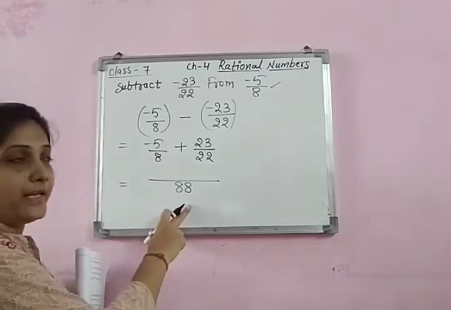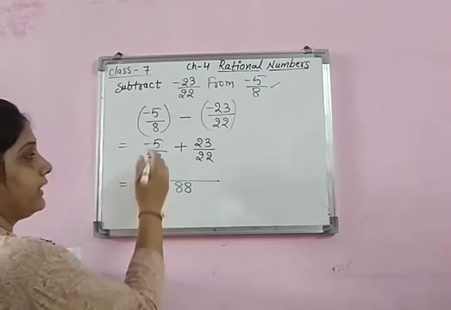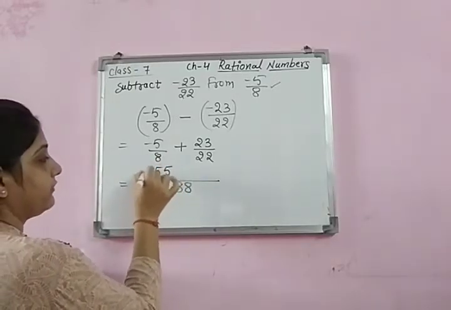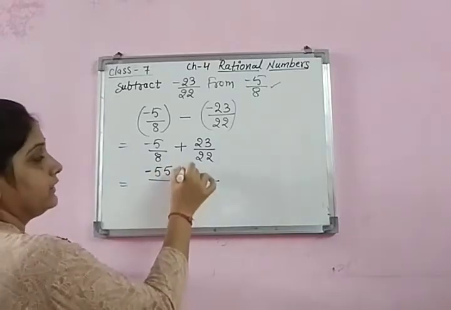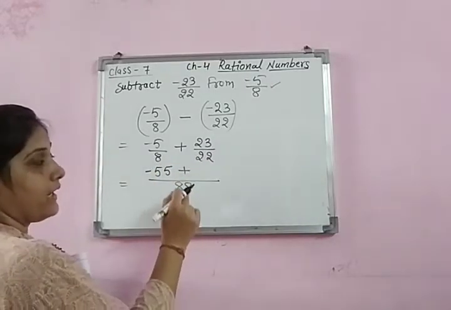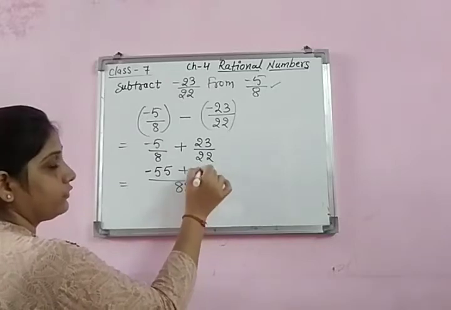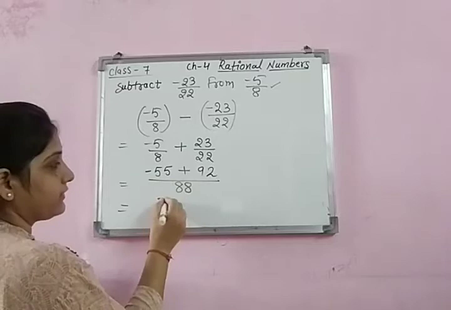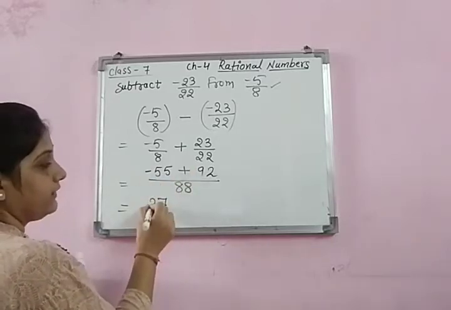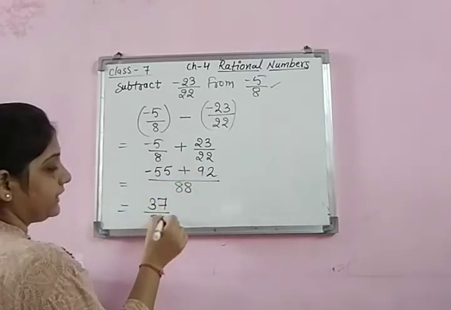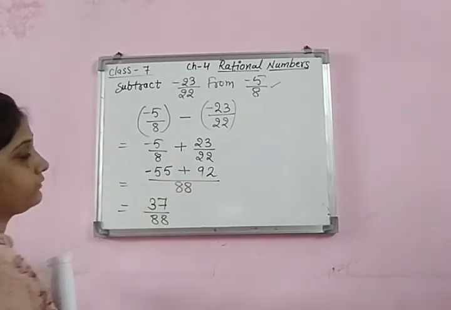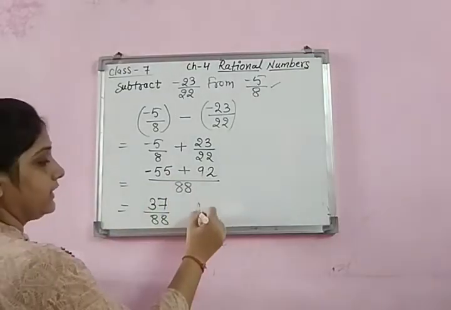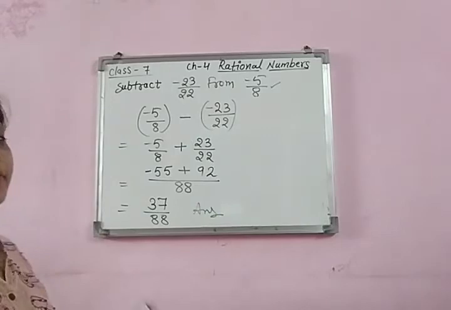2 4s are 8 and 11 8s are 88 will be the LCM. So when you divide by 8, it gives us 11, and 11 5s are 55 with a negative sign. 22 4s are 88, and 4 3s are 12, 4 2s are 8 and 1 9. Now again subtraction, 12 minus 5 is 7, 8 minus 5 is 3, 37 by 88 with positive. I think the answer is clear. So this is the final answer.